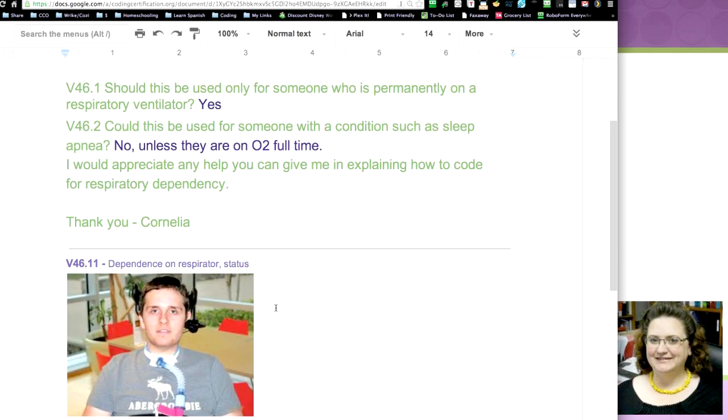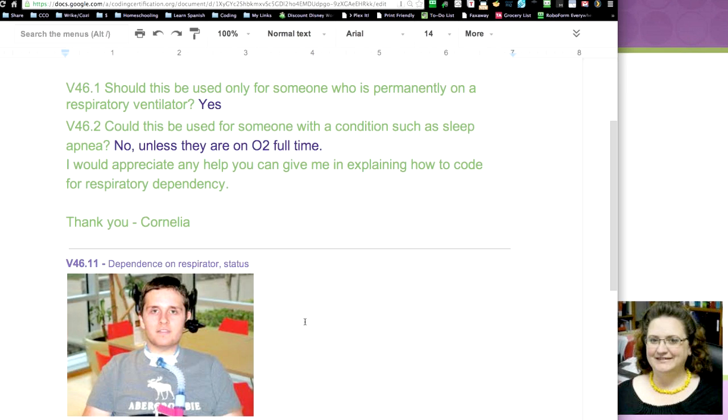V46.1. Should this be used only for someone who is permanently on a respiratory ventilator? Yes. The answer is yes. Now, V46.2, could this be used for someone with a condition such as sleep apnea? No. The V46.2 is for somebody who is O2 dependent.